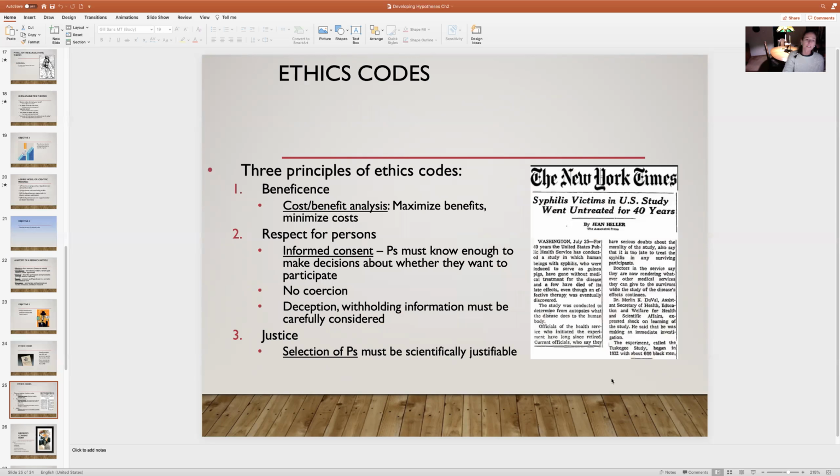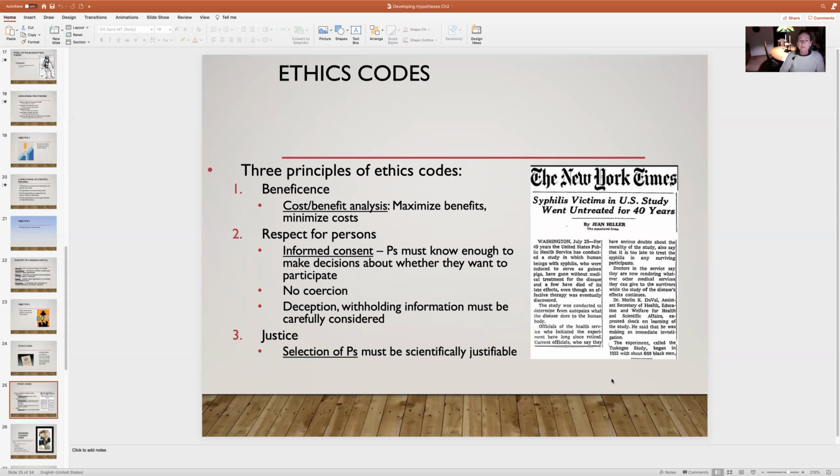So ethics codes are going to basically cover 3 areas. One is called beneficence, and that is a cost-benefit analysis. The benefits have to be greater than the costs in research. So we've got to make sure that our benefits are exceeding the costs, and we want to maximize the benefits of research while minimizing the cost, because we have to be very careful about how we're treating people and treating animals in research.